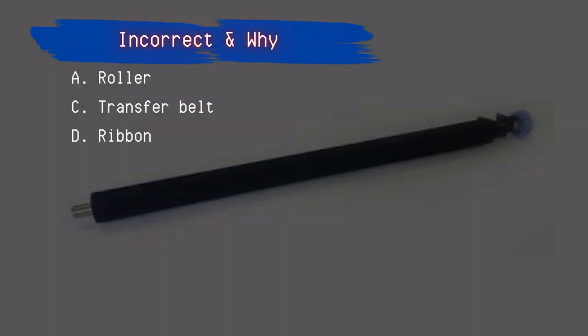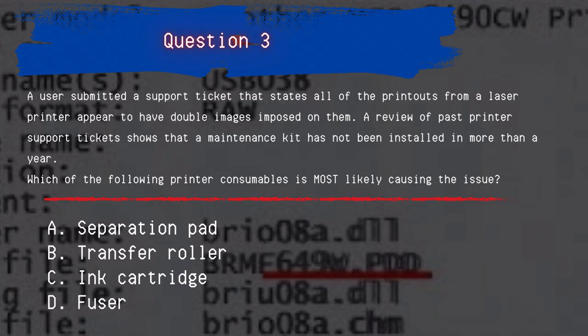Incorrect answers. A. The roller. Now, a worn or dirty roller usually causes paper feed issues, not print quality problems like vertical streaks. C. The transfer belt. It is more common in color laser printers and would cause color misalignment or streaks across multiple colors, not just vertical streaks. D. The ribbon. Now, ribbons are used in dot matrix or impact printers, not laser printers. Not applicable here.